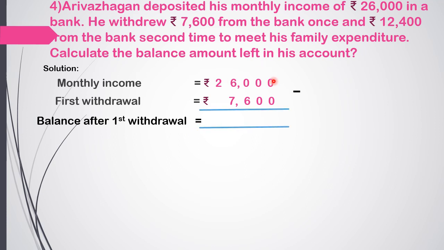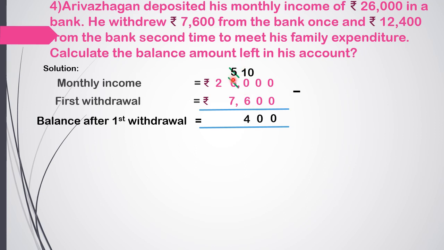Subtraction. So 0 minus 0, 0. Then 0 minus 0, 0. So 0 minus 6. Can we subtract 0 minus 6? No. So we have to borrow from the previous number. What is the previous number here? 6. So 6 changed into 5. Here 0 changed into 10. So 10 minus 6. What is 10 minus 6? You can use your fingers or you can do it in your mind itself. So 10 minus 6 is equal to 4.